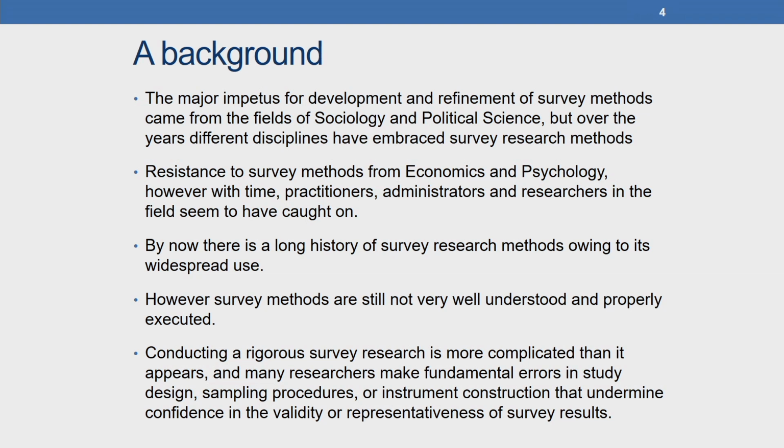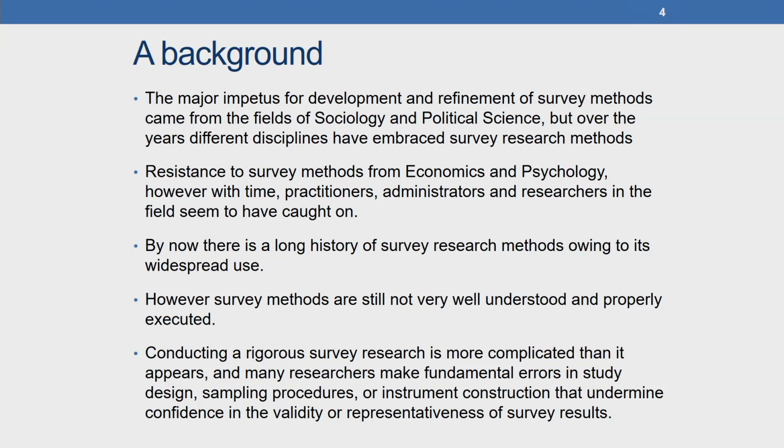Now, if we look at a brief background of which social sciences have extensively used survey research, we would see that the major impetus for development and refinement of survey methods came from the fields of sociology and political science, but over time various other disciplines within the social sciences have also embraced survey research methods as their own. For example, anthropology and economics are two important social sciences which make extensive use of survey research methods, but if we go to the roots of when survey research methods began, we see a lot of its use within the disciplines of sociology and political science.